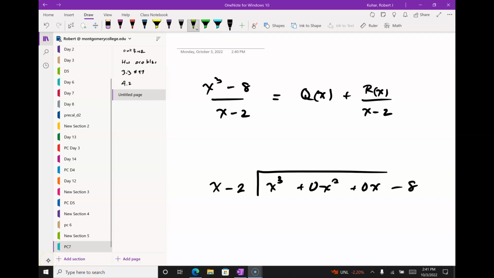Right? I'm really just completely focused on this side, but I want to see what happens when I divide in, and if it goes in evenly or if I have a remainder left, right? Is that making sense? But what did I do here? What are you noticing?